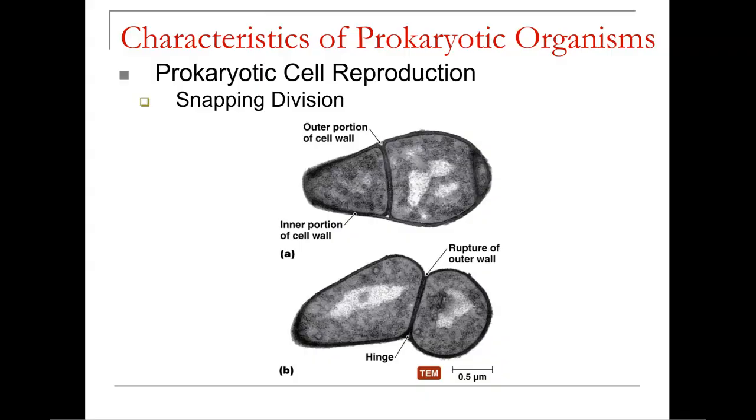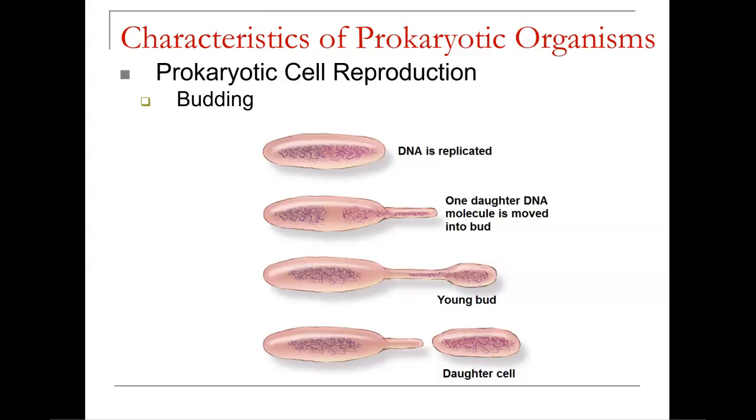Now with the next type, we refer to this as snapping division. This is going to occur in some gram-positive bacilli. So the parent cell's outer wall is going to tear apart with a snapping movement to create daughter cells. And so you can see that rupture of the outer wall and the hinge there. Okay, next we have budding. This process is going to be where the outgrowth of the parent cell receives copies of genetic material and enlarges, and then it's going to detach.